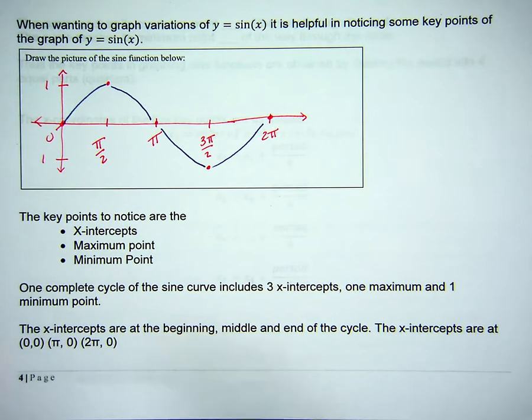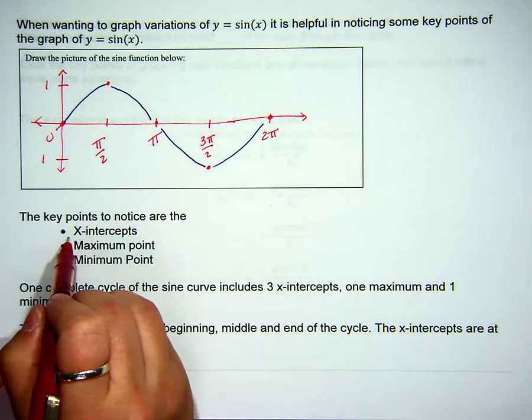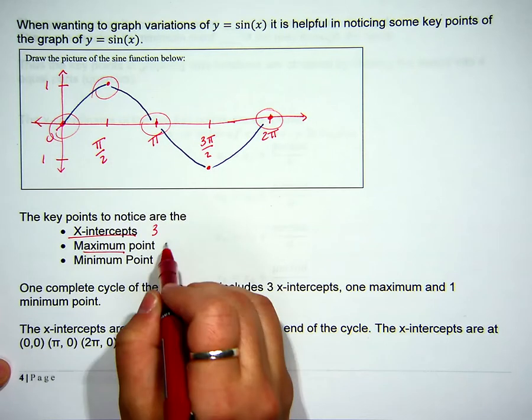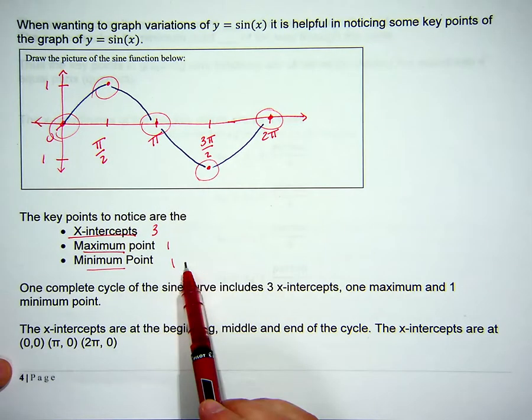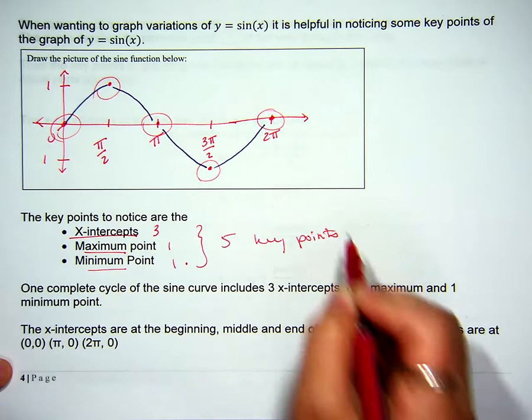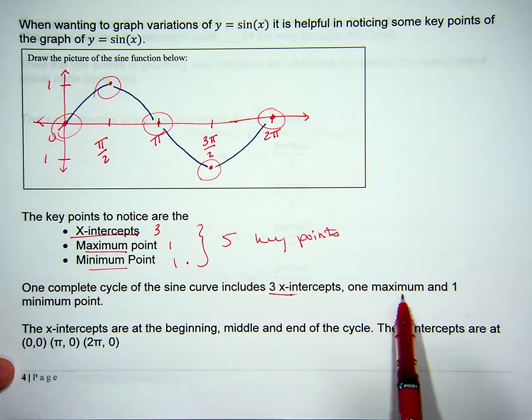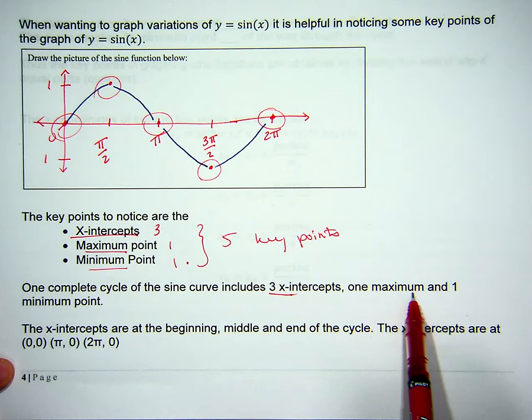Now, how many x-intercepts? 1, 2, 3 x-intercepts. How many maximum points? 1. How many minimum points? 1. That means there's 3, 4, 5 key points. It says one complete cycle of the sine includes 3 x-intercepts, 1 max, 1 min. The x-intercepts are the beginning, the middle, and the end of the cycle.